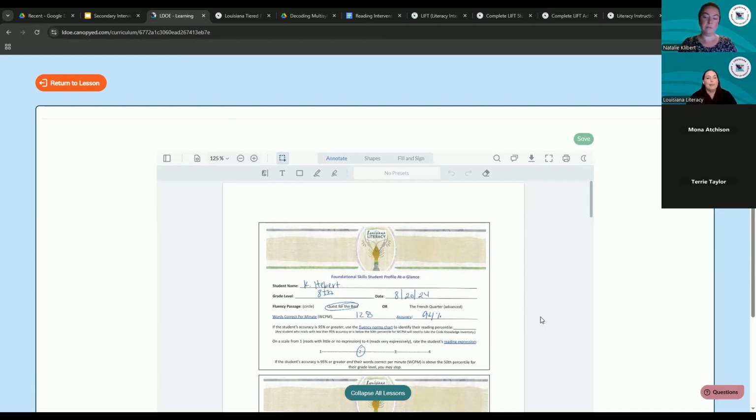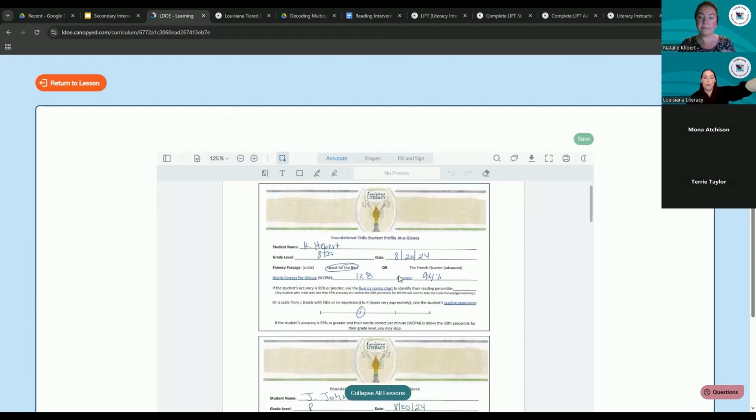Now, if this student was at 97% accuracy, then we would know that this student is not really demonstrating any real struggles, and we don't need to move on to the code knowledge with them. So that's all you're doing with this particular activity: you're determining what the next steps are based on how they did on the oral reading fluency probe. Does that make sense to everyone, or do we have any questions on that one?